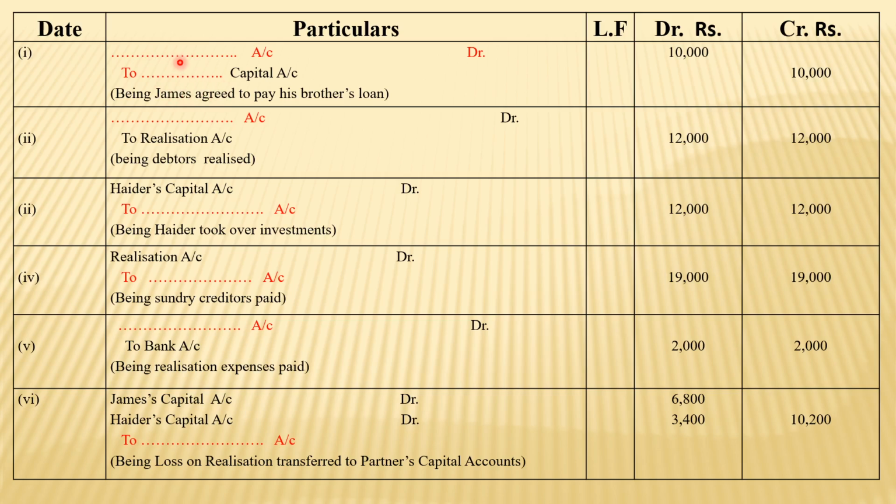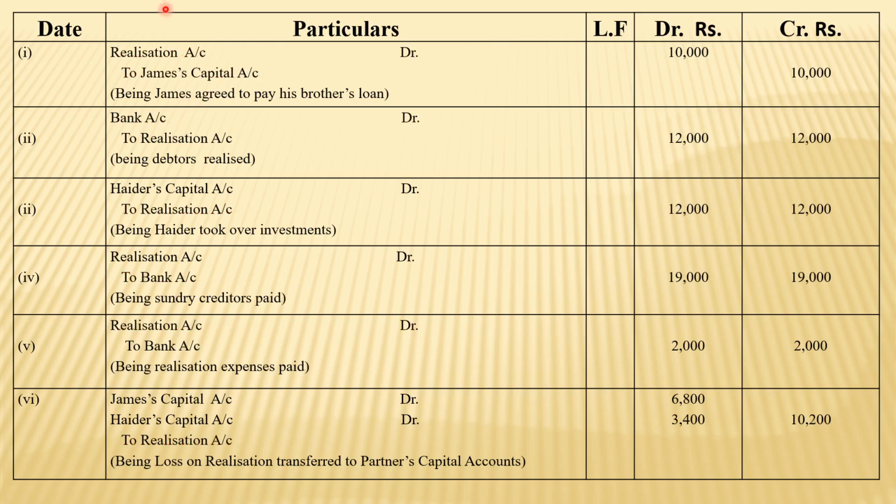When any asset is taken over, that is partner's capital to realization. If a liability is taken over, realization account is debited to that partner's capital. So James capital. Here is the solution: realization account debit 10,000, James capital account 10,000.